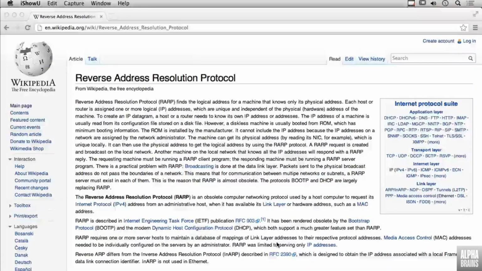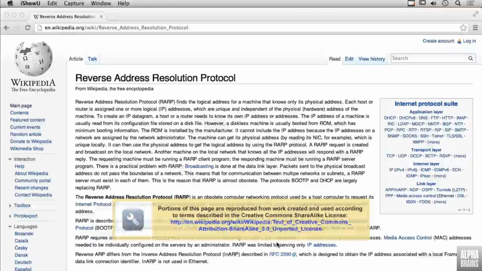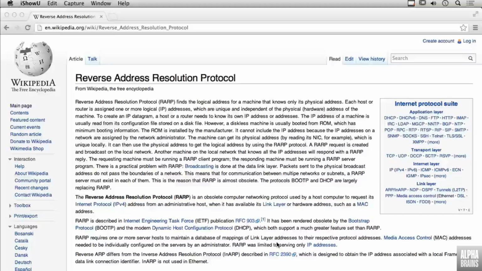In this lesson, we're going to be talking about the Reverse Address Resolution Protocol, or RARP. RARP is the reverse of the Address Resolution Protocol, or ARP. By reverse, I mean that I don't actually have a logical address or an IP address. What I have is a MAC address.